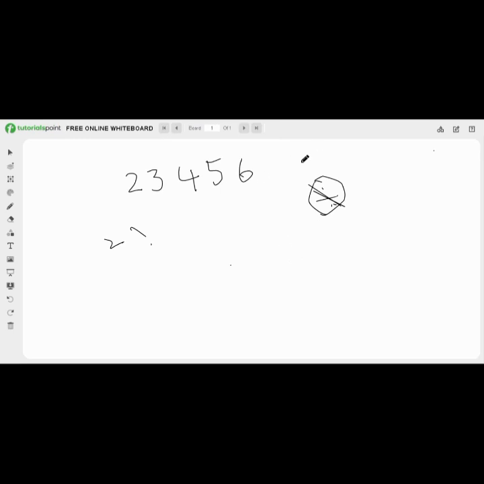For 2, you need to have one of these numbers in the ones place: 0, 2, 4, 6, or 8. In this case, we have 6, so it's divisible by 2.